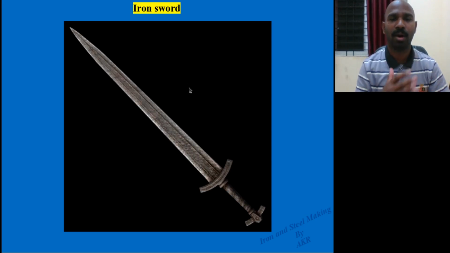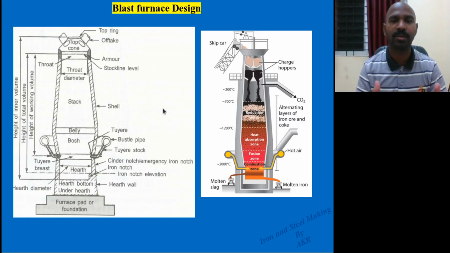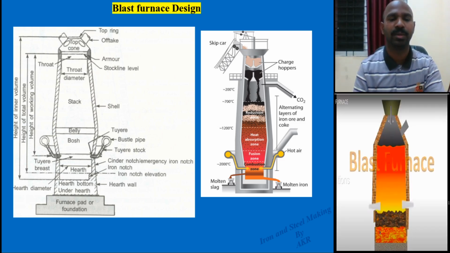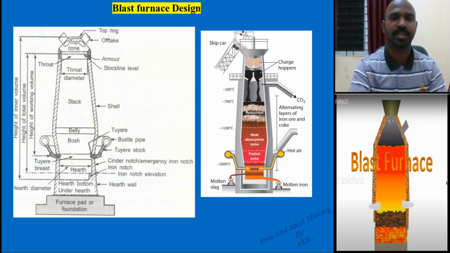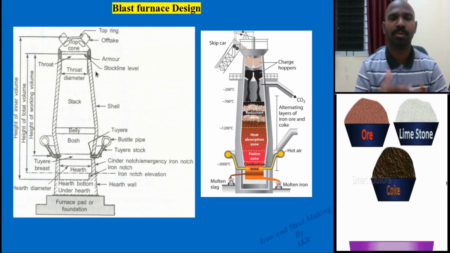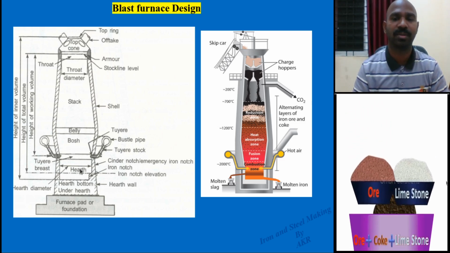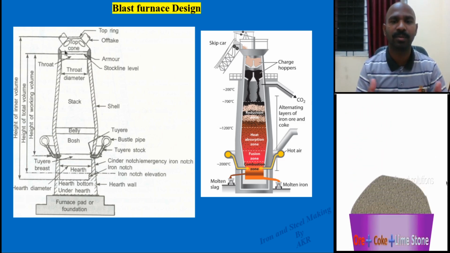And the iron sword, and the Statue of Liberty, which is made of pure iron. And this is the blast furnace design: top, throat, stack, belly, bosh, hearth and foundation. Blast furnace design as such has the top part, the throat part, the stack part, belly, bosh, hearth part, and foundation of the blast furnace.